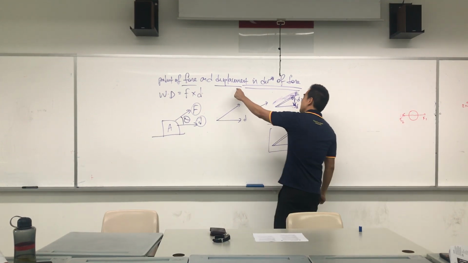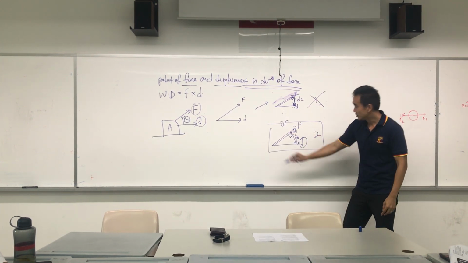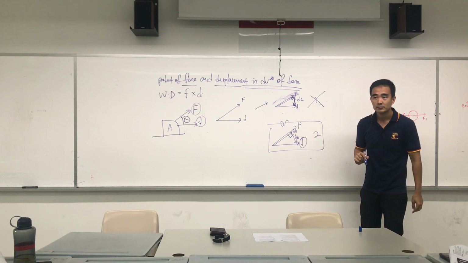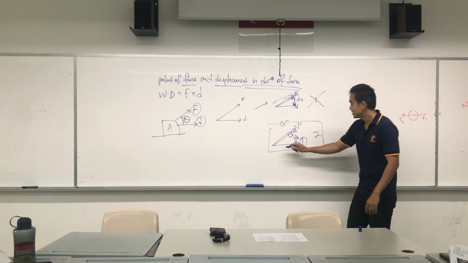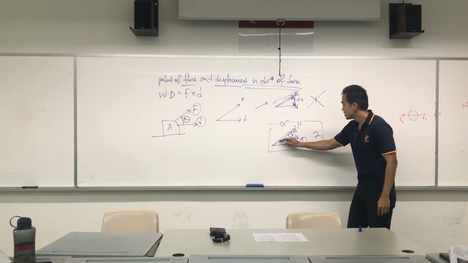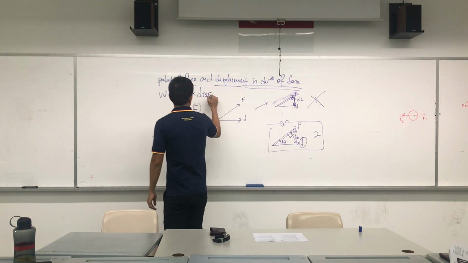The displacement in the direction of force, is it D parallel or is it D perpendicular? The displacement in the direction of the force. D parallel, because it is the displacement in the direction of the force. So if this is theta, can you see that D parallel is actually equal to D cosine theta?